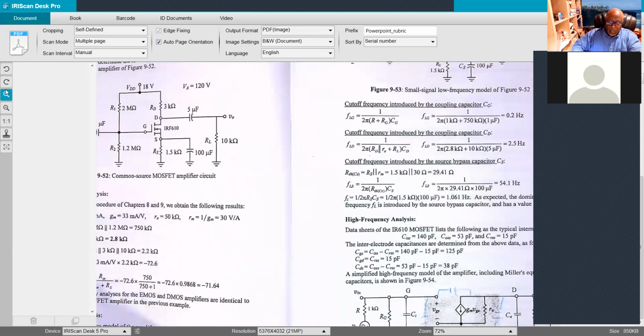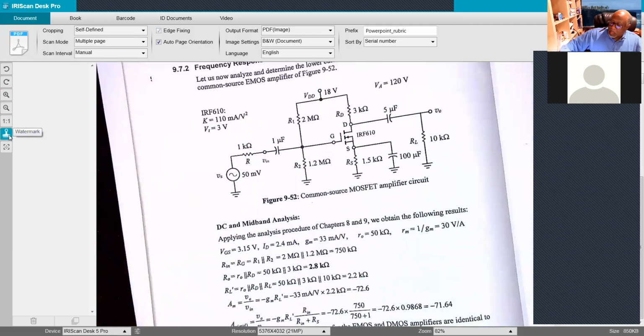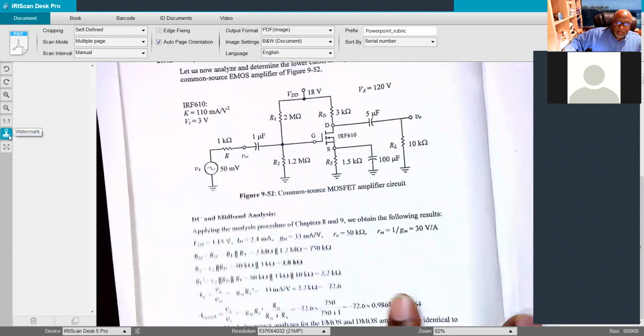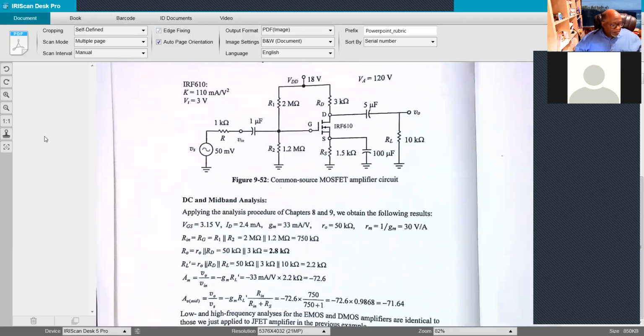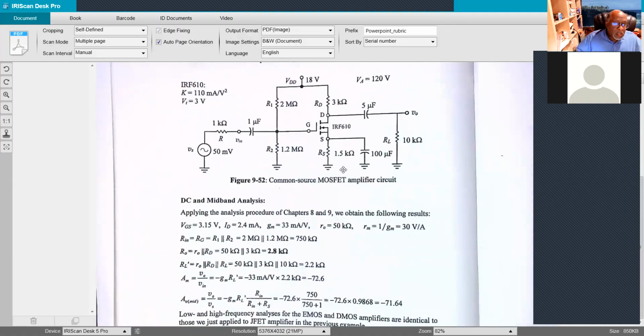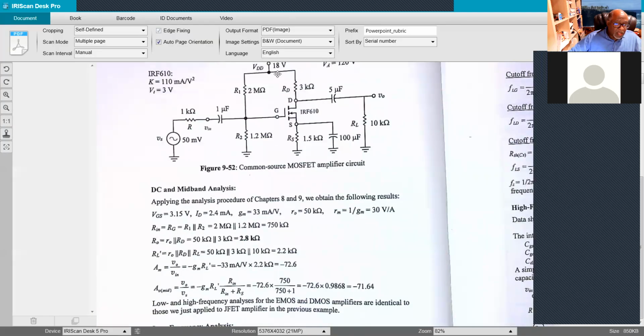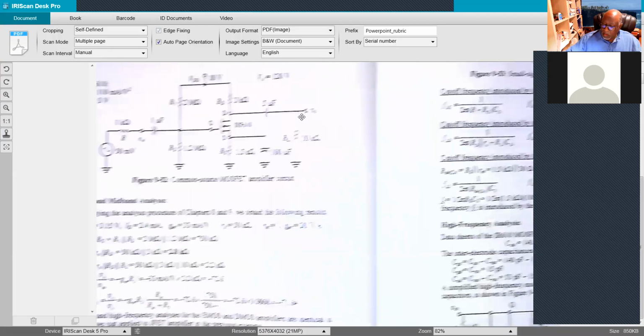So let's see if I can zoom in here. Okay. So let's start on this side. So for our common source amplifier here, this is our IRF 610 transistor that we're looking at. So all the other stuff we can get from the schematic, but for the high frequency pole, we'll need to access the data sheet for the transistor.